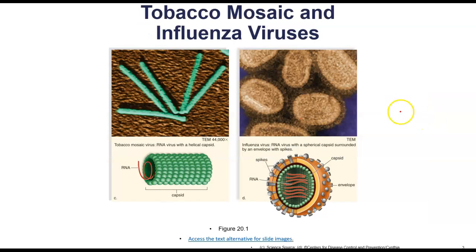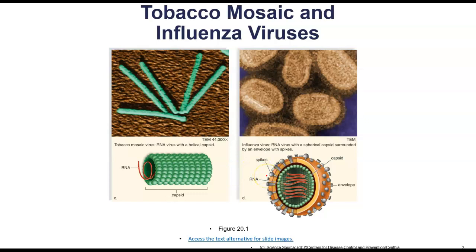Now, these are pictures of certain viruses. I would expect you to be able to recognize what they look like. The tobacco mosaic virus is a helical virus. It's an RNA virus that has a helical shaped capsid. Does not have an envelope.